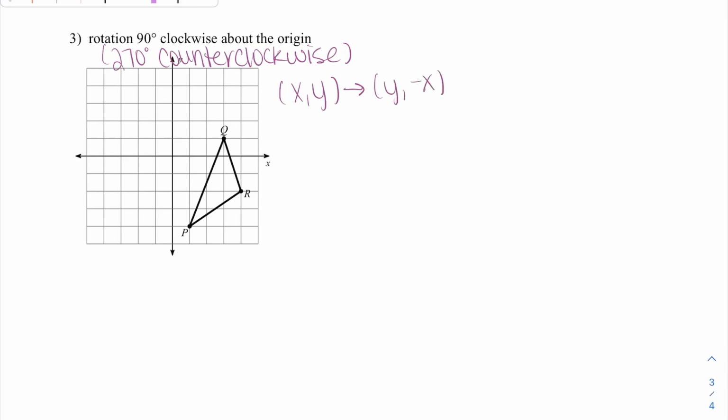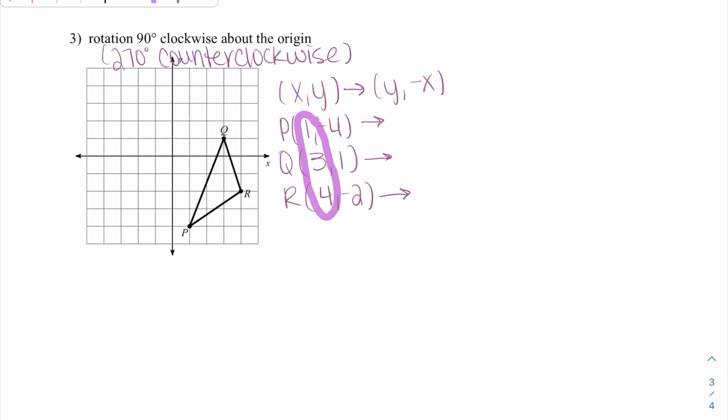So let's first start by listing the points. So point P is the point 1, negative 4. Point Q is the point 3, 1. And point R is the point 4, negative 2. Our rule says to change the sign of x, so all of these will get a sign change, and then all of the y values will stay the same, and then we'll switch the order.